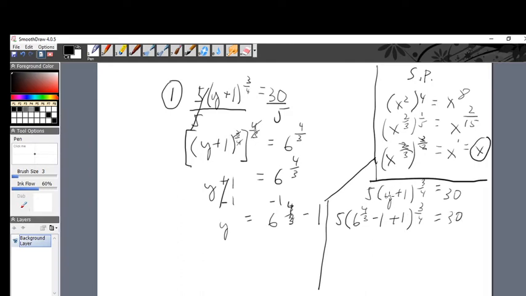Okay, what did I do? I replaced y with 6 to the 4/3 minus 1. Everything else I left the same. The 5 was the same. The 1 is the same. The 3/4 power is the same. Equals 30. Everything's the same.